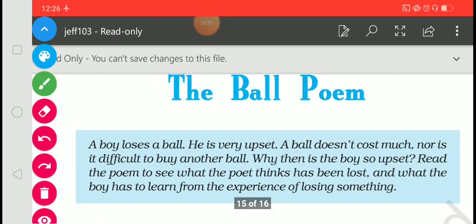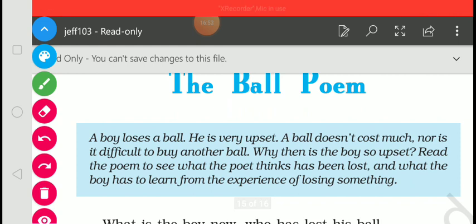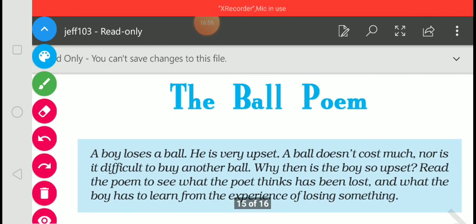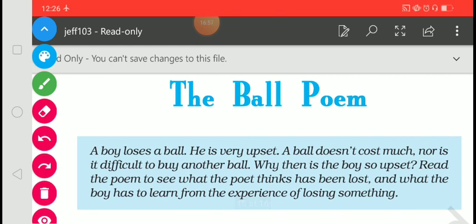So why then is the boy so upset? What is the reason for the boy being so upset? Read the poem to see what the poet thinks has been lost. Okay, so let us read the poem and come to know.